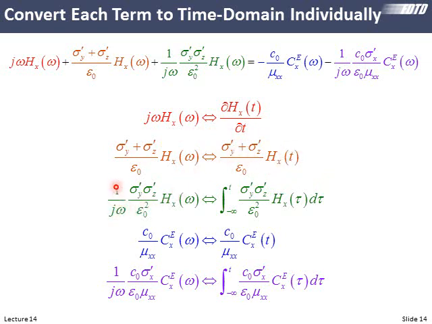Now the third term. Here, we are dividing by j omega, and so this whole term ends up inside an integral in the time domain. Fourth term, we're not multiplying or dividing by j omega, so it essentially does not change for the time domain, other than our omega becomes a t. Then our very last term, we're dividing by j omega, so this whole expression becomes integrated over time. So we went term by term using the properties of Fourier transforms and converted each one over to the time domain.